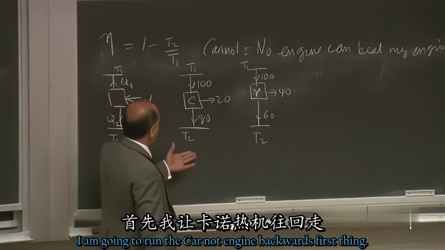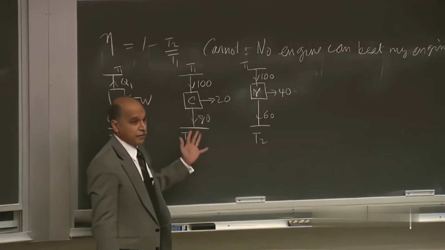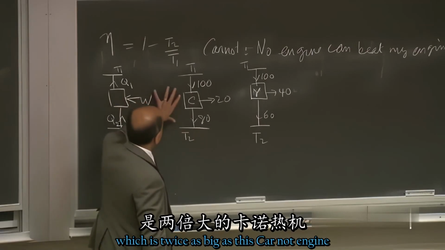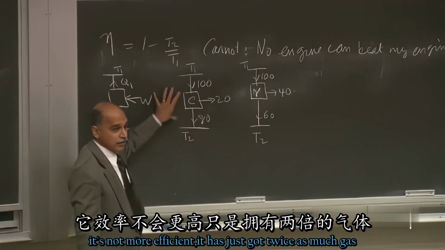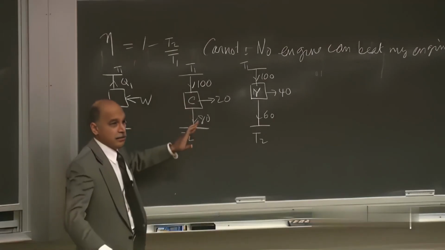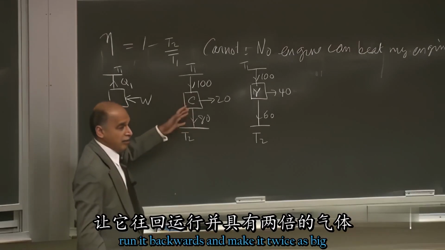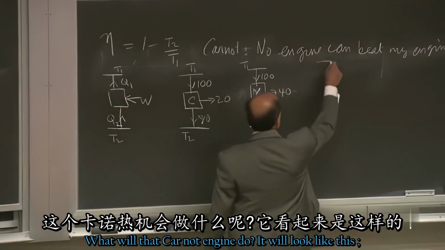I'm going to run the Carnot engine backwards, first thing. Then I'm going to get a Carnot engine which is twice as big as this Carnot engine. It's not more efficient. It just got twice as much gas. If you take a Carnot engine, run it backward and make it twice as big, what will that Carnot engine do?